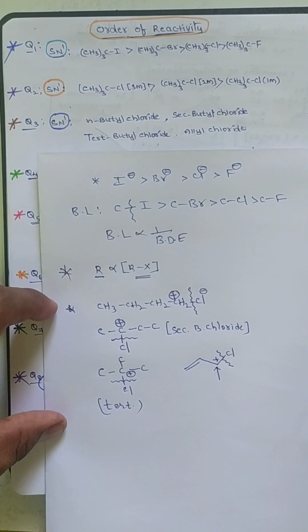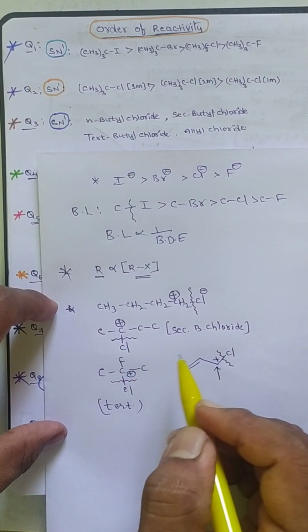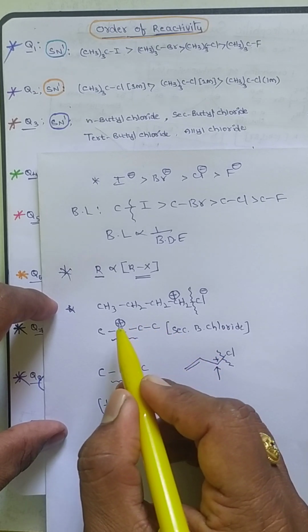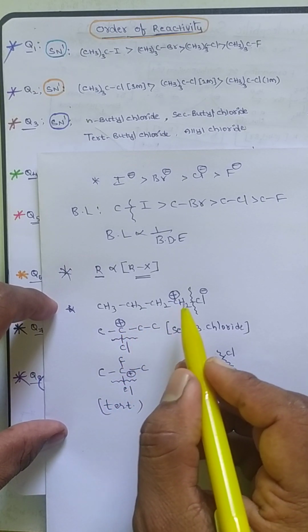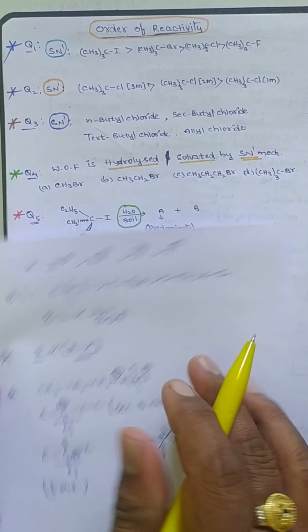Among these, which is the more stable carbocation? The 3-degree alkyl carbocation is more stable than the allyl carbocation, which is more stable than the 2-degree carbocation. The 2-degree carbocation is more stable than the 1-degree carbocation. So this is the order.